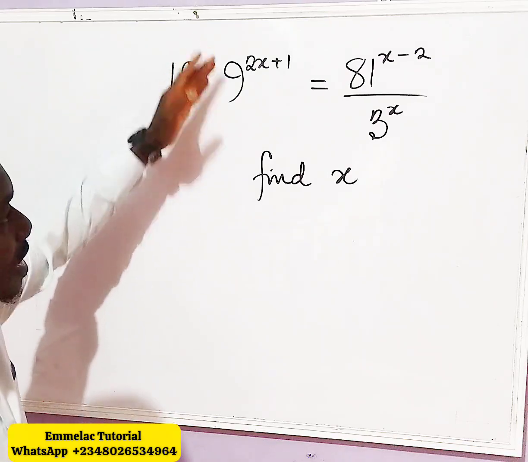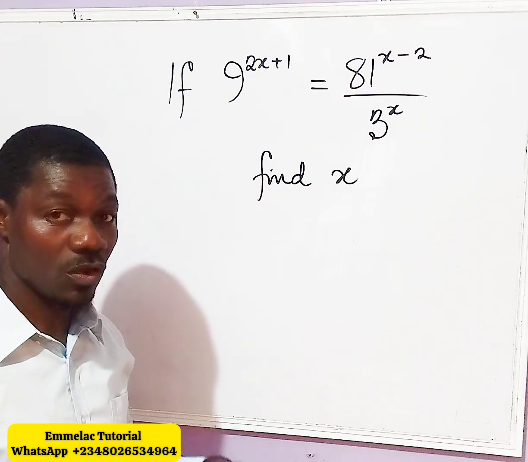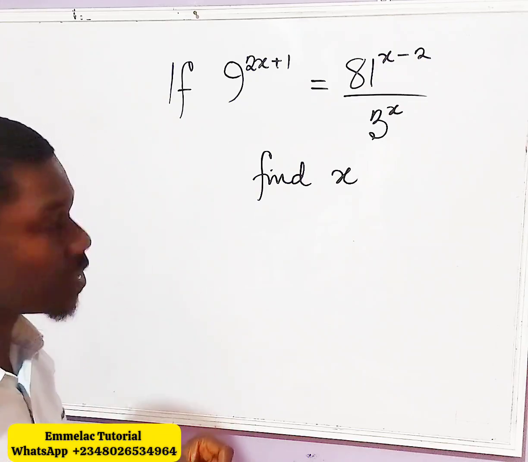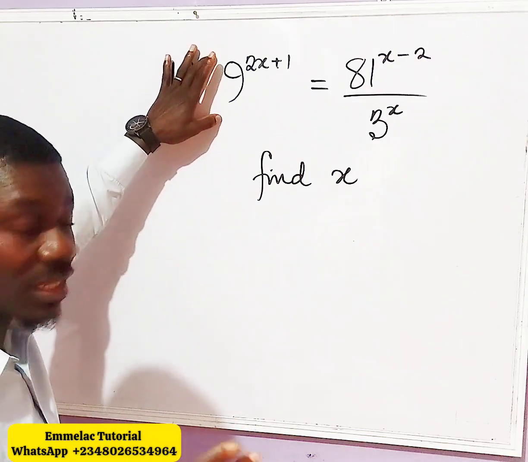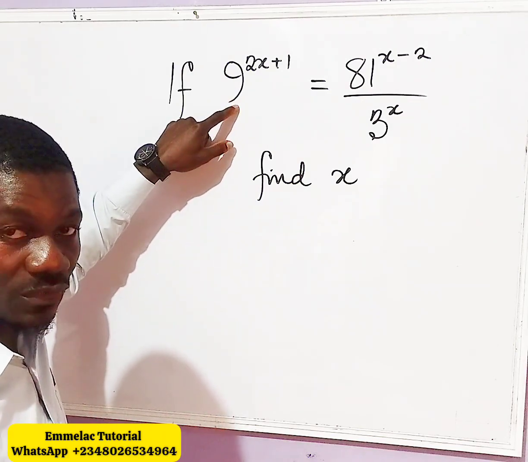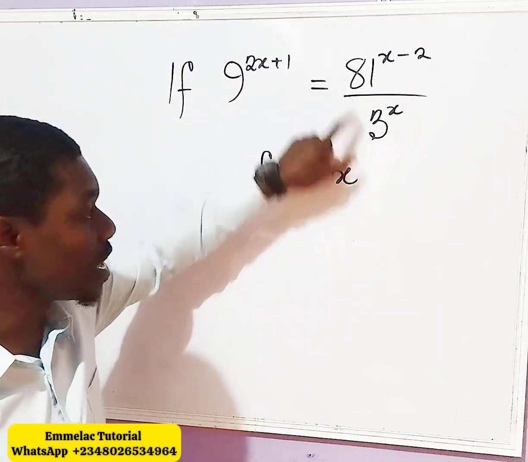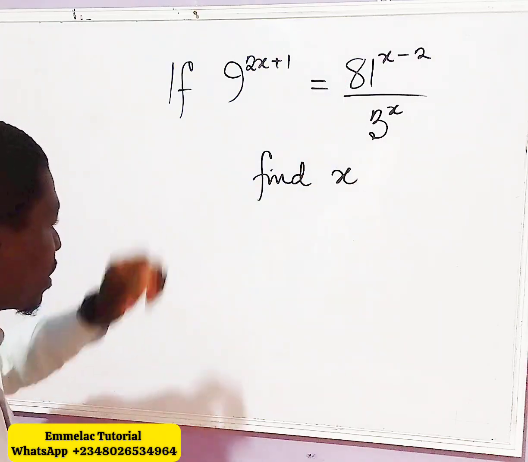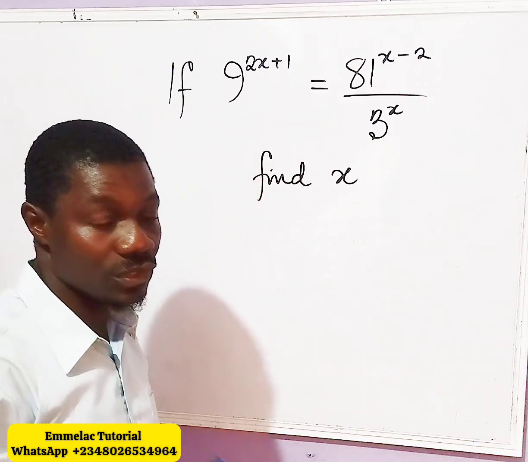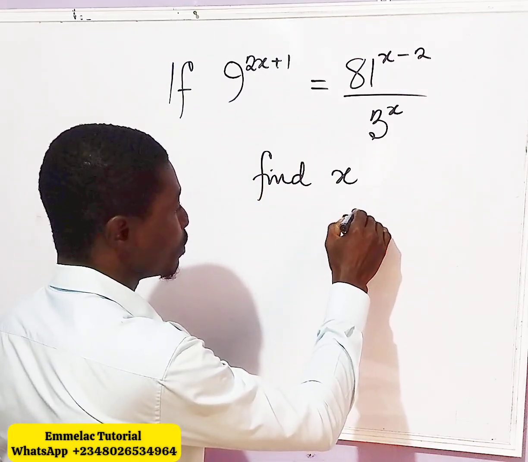First of all, take a look at whether you can simplify them to have a common base, and if yes, then you can start with that. And in this case, yes, because 9 can be reduced to a base of 3, 81 can be reduced to a base of 3, and 3 is already here. So let's get started. 9 reduced to a base of 3, we have 3 raised to the power of 2.